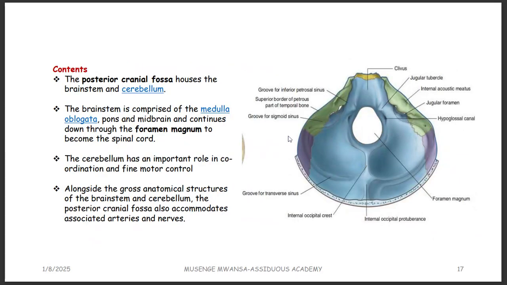So what are the contents that you'll be able to see in the posterior cranial fossa? You have got the cerebellum, the medulla oblongata, the pons, and the midbrain, and these we call the brainstem. The brainstem will pass through the foramen magnum, this one, and then continue as a spinal cord.